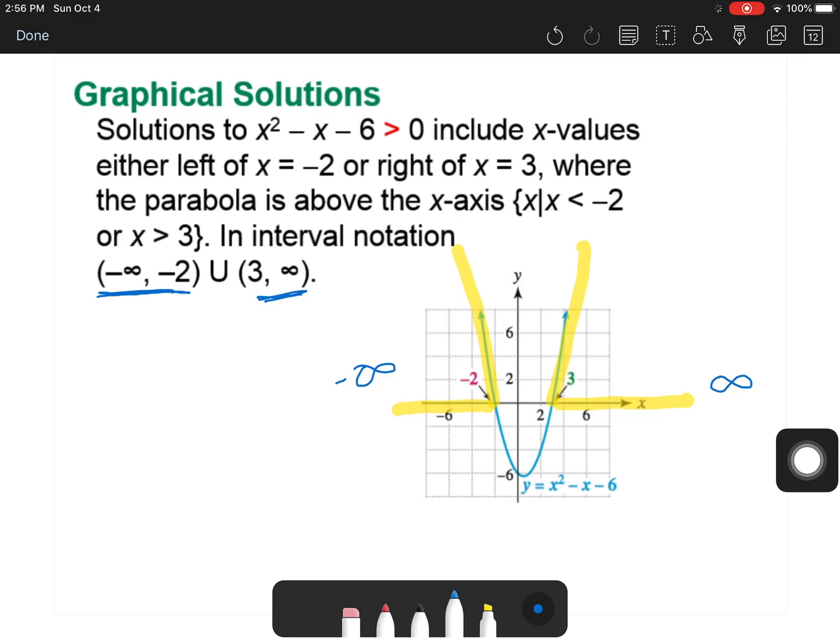Okay, so typically, when you have a greater than, usually that's going to mean that, well, if it's opening upward, then we're going to have these two intervals. It'll be disjoint. But if it's opening downward, it kind of flip-flops, and we'll look at those too.